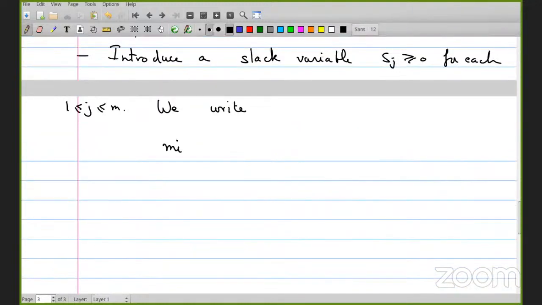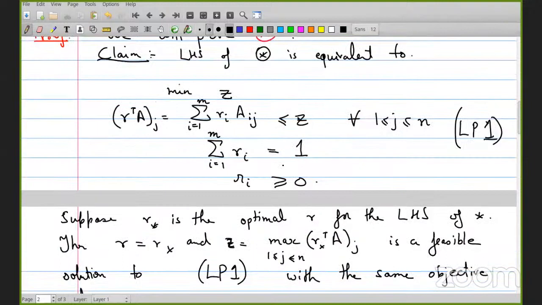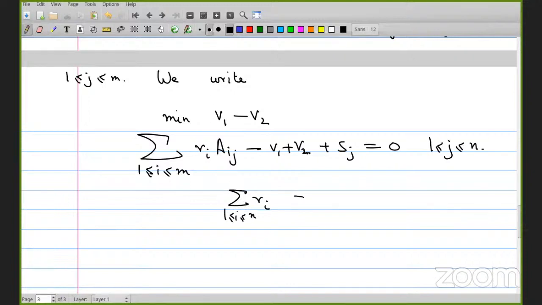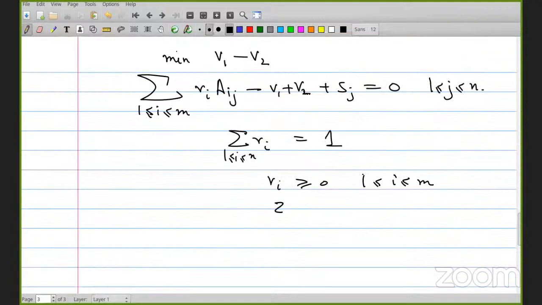So what is the new LP? Min v1 minus v2, because that is supposed to be z, summation over 1 less than or equal to i less than or equal to m of ri aij. So this minus z was supposed to be less than or equal to 0, right? So we write that as minus v1 plus v2, which is like z, plus sj equals 0. So sj is the slack variable for us. Okay, and now all the variables appearing are non-negative. Oh, sorry, by the way, one more: all the sj's. So now we're in the standard form.